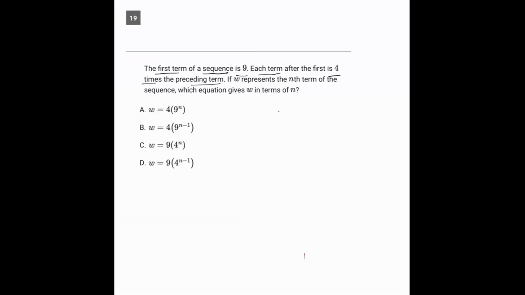So here, we can kind of model this after the exponential equation. We can say the first term is 9, and we're multiplying by 4 every time. And n is kind of the number of times that happens in a sense. But this actually won't work, and let's show you why. So let's create a little XY chart. Actually, instead of calling this Y, let's call it W, like the question does. So we have N, which is our X, and W, which is our Y.